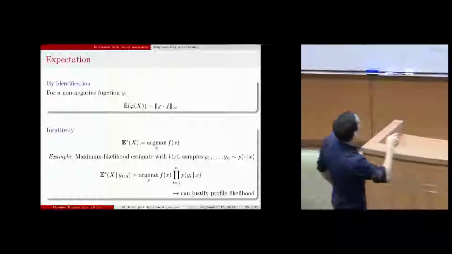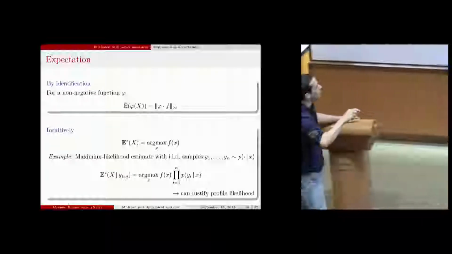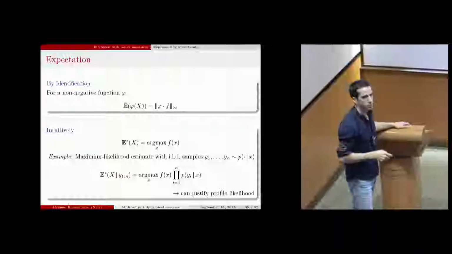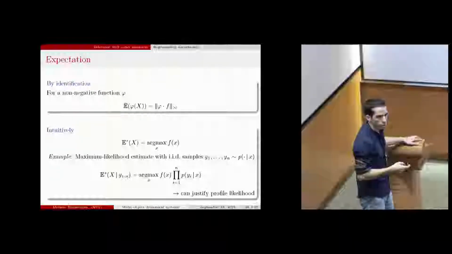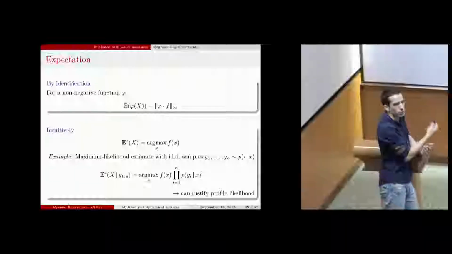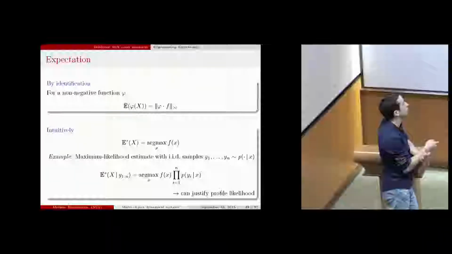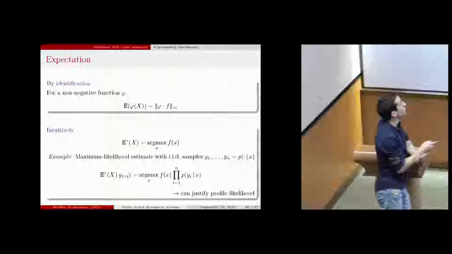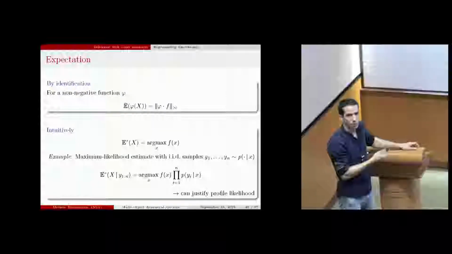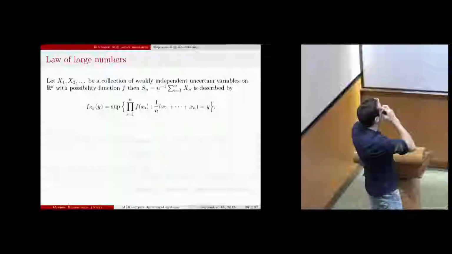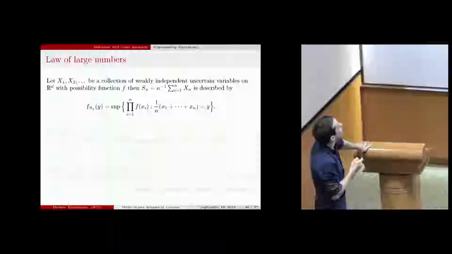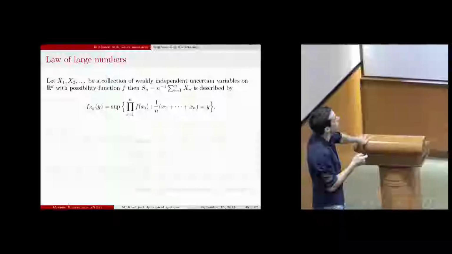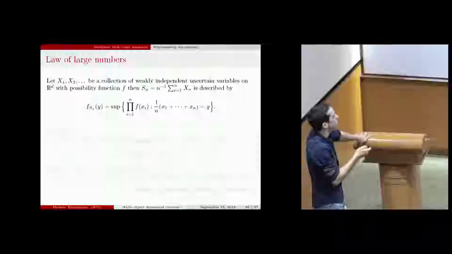Oh, so yes. In generality, you can allow this to be set valued if you want to. But for simplicity, you can think of it as a unique maximum. And you could say, well, this just comes out of nowhere, right? But if you try to write a law of large numbers, so if you have a collection of weakly independent uncertain variables, you can think of it as the standard law of large numbers.